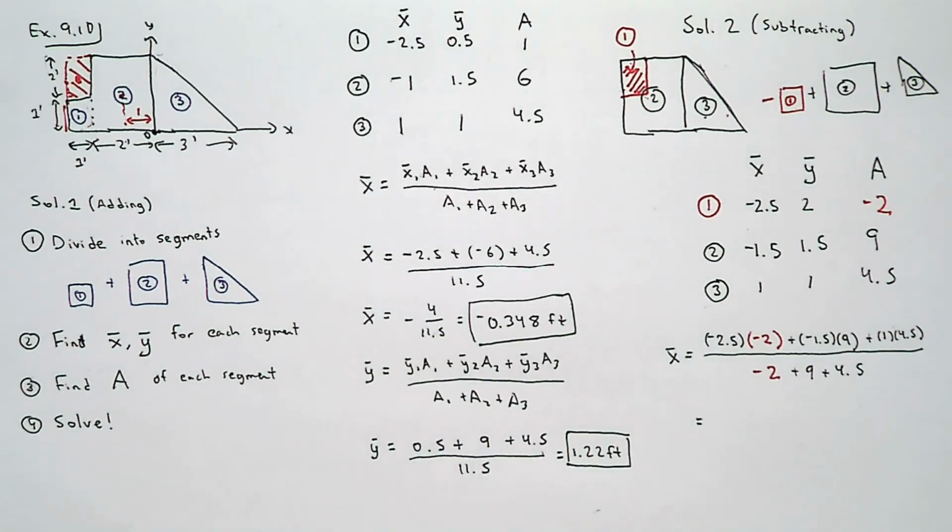We know what answer to expect, but let's plug it into our calculators, make sure that we actually did everything right, okay? So -2.5 times 2, okay? Times -2. Ooh, that's a big thing. So that's a +5. Minus 1.5 times 9. That should be, I think, 13.5. Plus 4.5. And all that divided by 9 plus 4.5 minus 2.